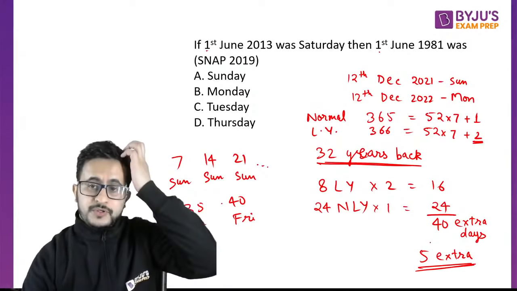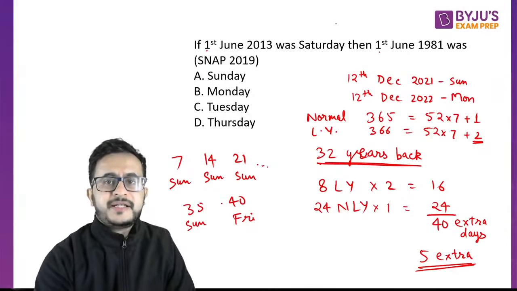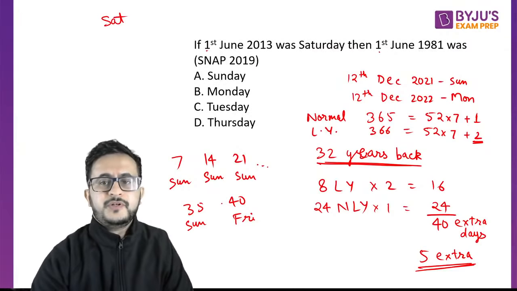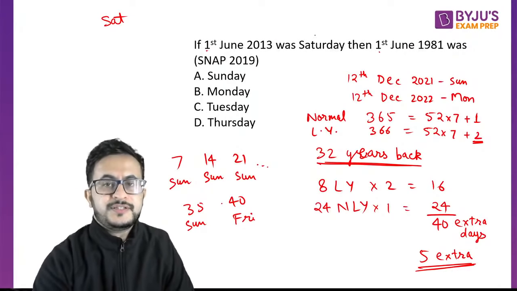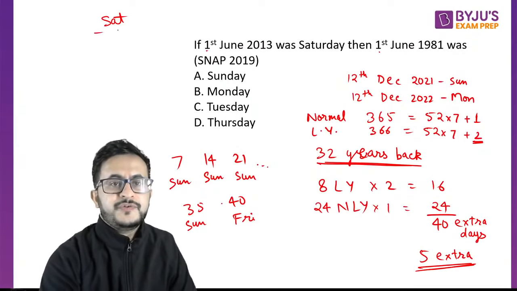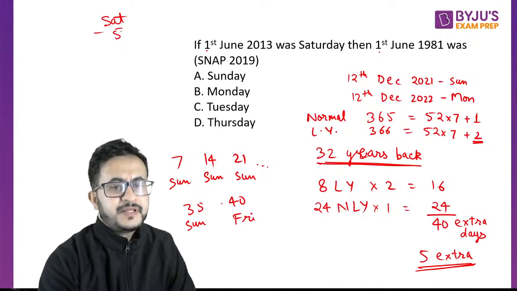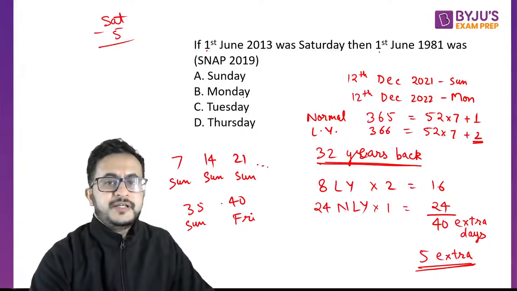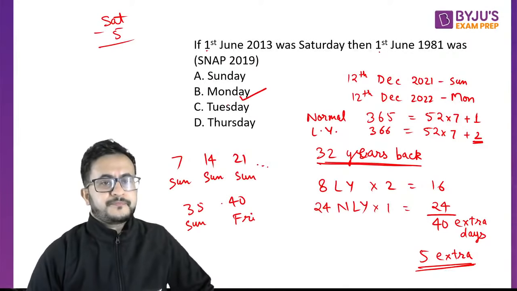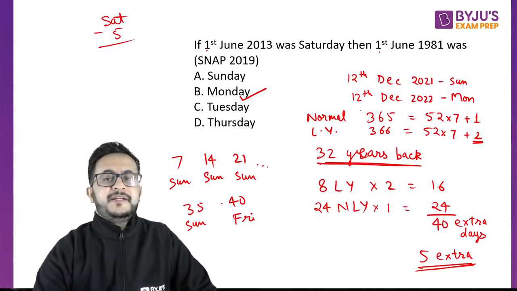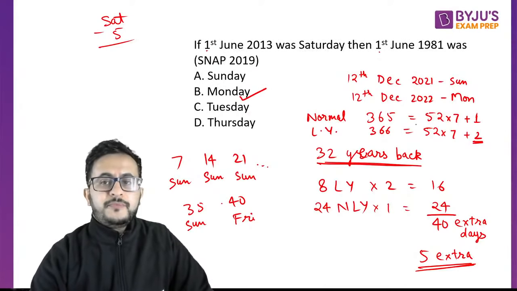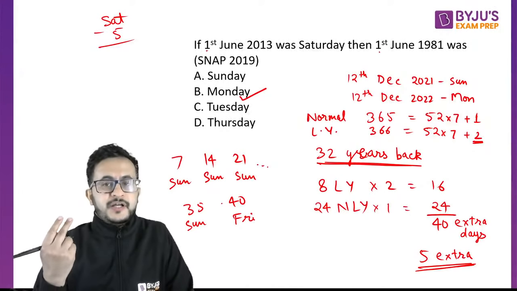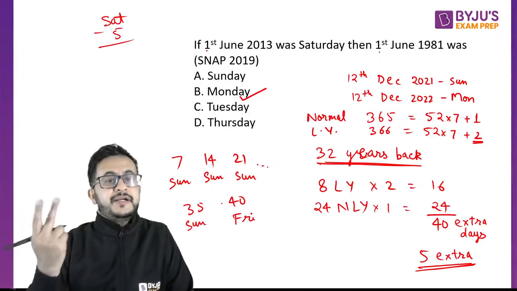Okay, now we are subtracting this date, right? This is Saturday, and from 1981 to 2013 there are 5 extra days, so we will subtract 5 days from it. Saturday से 5 days पीछे चले जाएंगे, right? So what will be the day? The day will be Monday. Okay, so keep this thing in mind. If the date is same in a normal year, you add one extra day, and if it is a leap year, then you add 2 extra days.